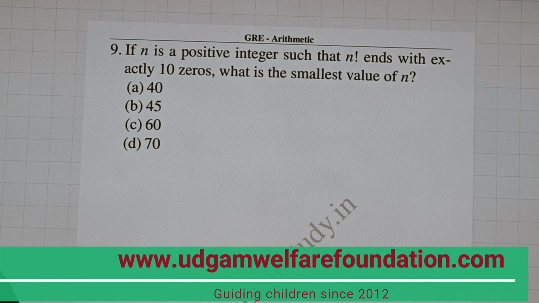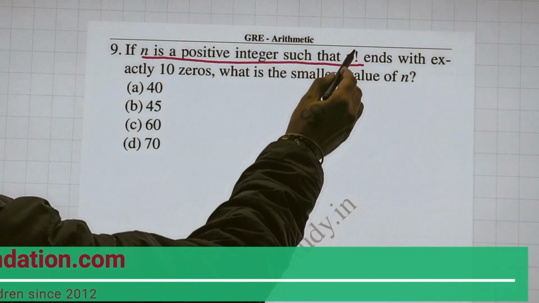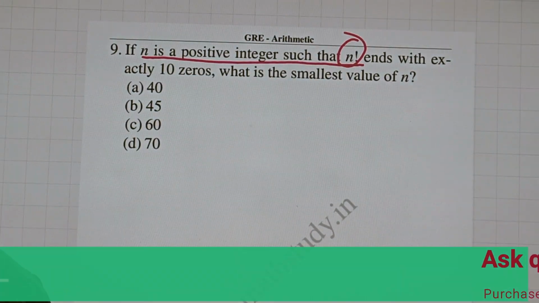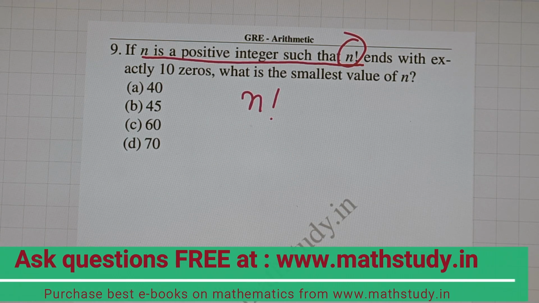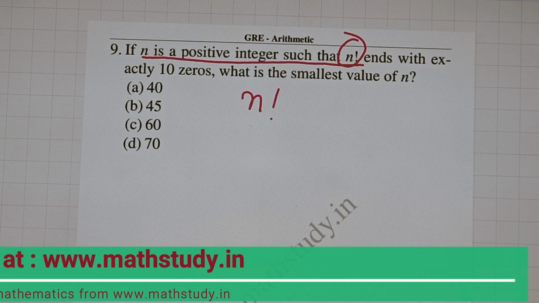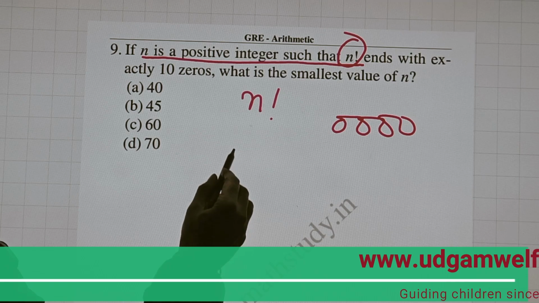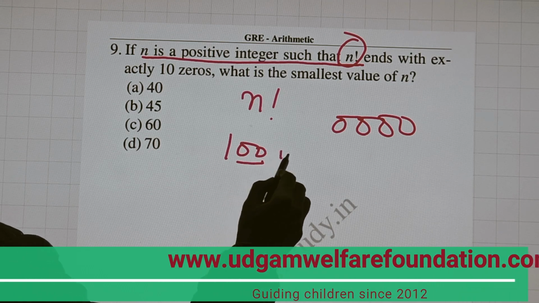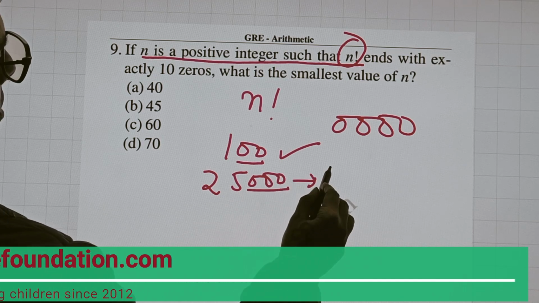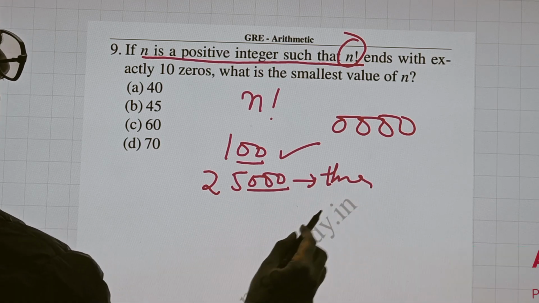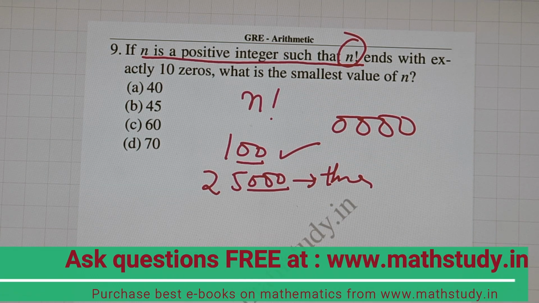So this question is quite interesting. Here it states: if n is a positive integer such that n factorial ends with exactly 10 zeros. That means once you expand the n factorial, there should be 10 zeros in it. What it implies basically is, in 100 we have 2 zeros. If we write 25,000, then we have 3 zeros like this.